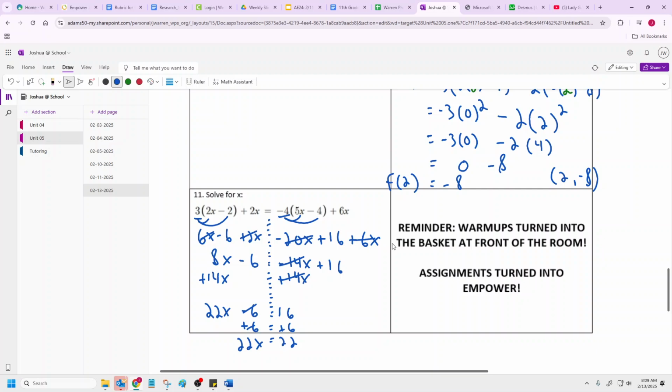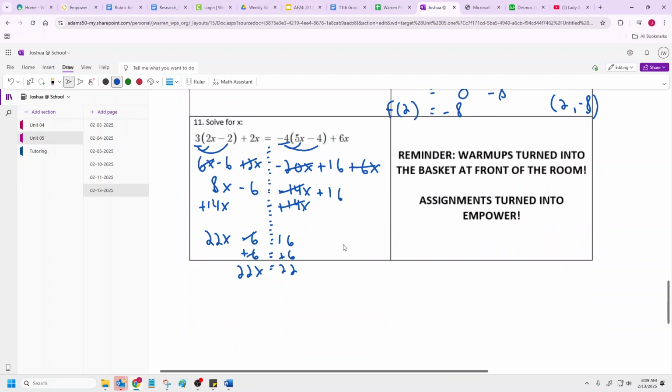So 22x equals 22. How do I solve it? Well, it says 22 times. The opposite of times is division. So we're going to divide on both sides. This goes away. We end up with 1x because 22 divided by 22 is 1. And then 22 divided by 22 is 1. And remember, we're math people. We don't want to see 1x. So you're going to write your answer as x equals 1. And that's your total thing right there.